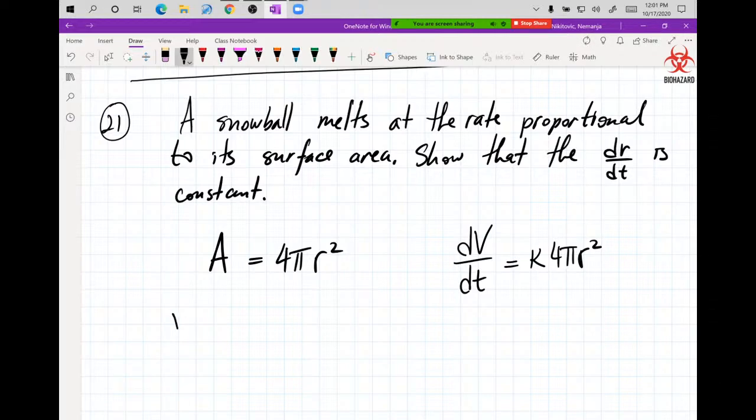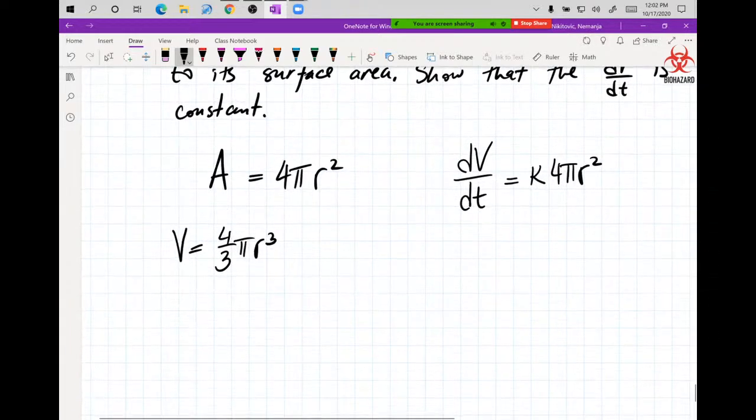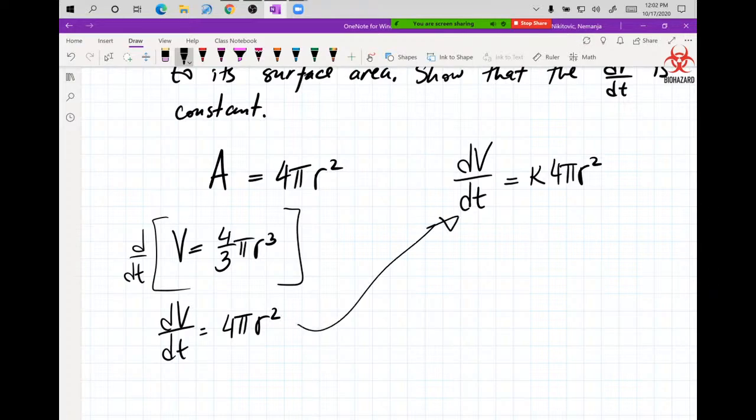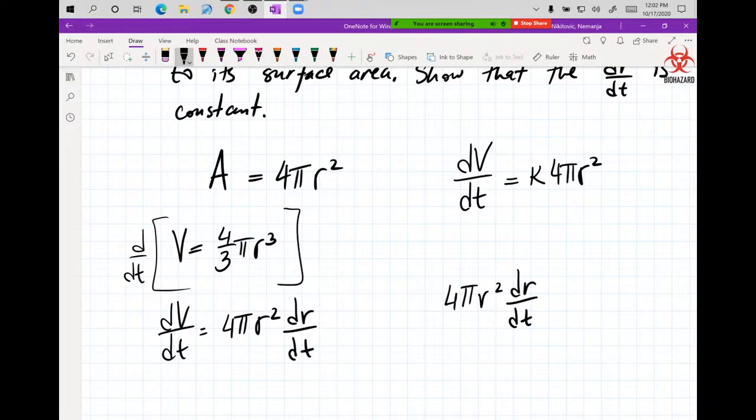So now I need dV/dt. Well, the volume is 4/3 pi r cubed, and when I differentiate that, we get dV/dt is 4 pi r squared. Plug that in there, 4 pi r squared. Oh, I forgot my dr/dt. There we go. 4 pi r squared dr/dt is equal to k times 4 pi r squared. Push, push. There you go. Constant rate.